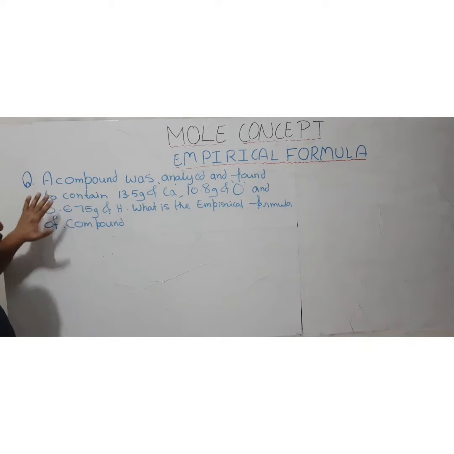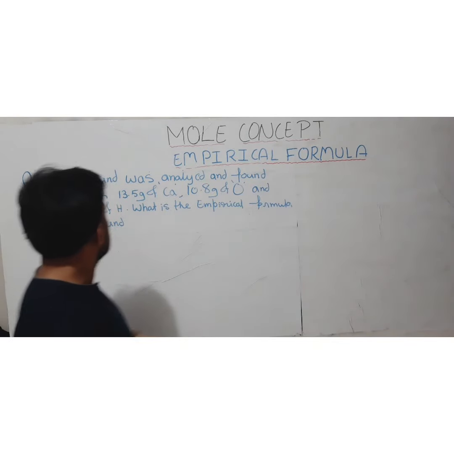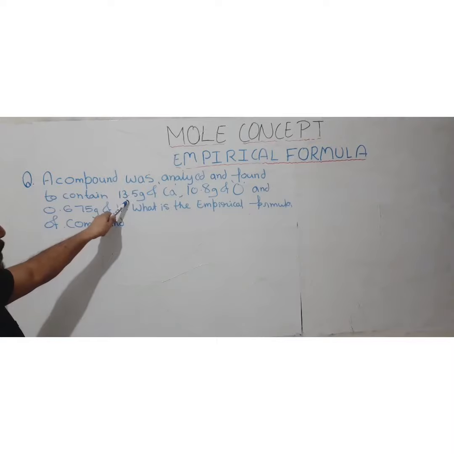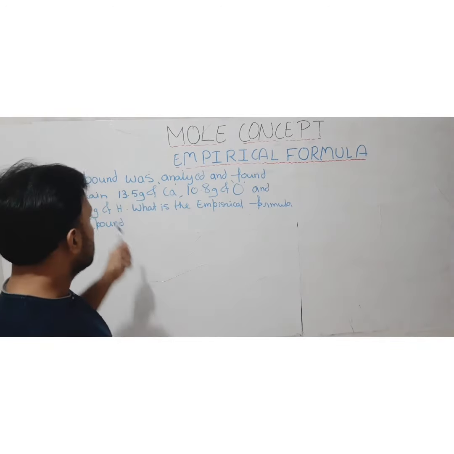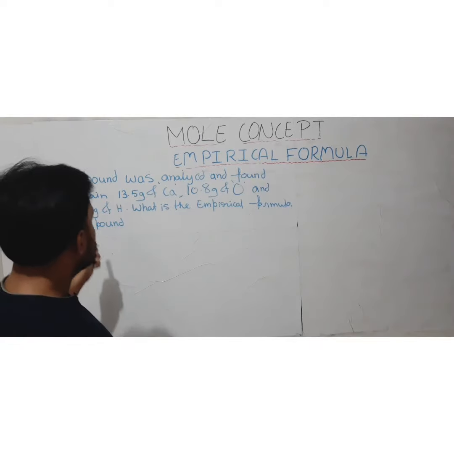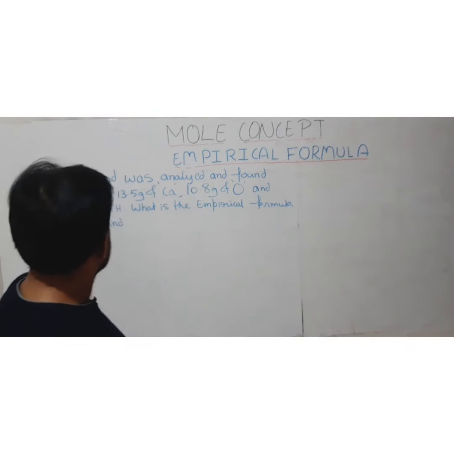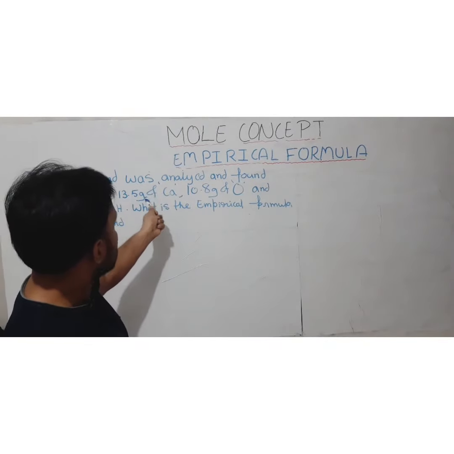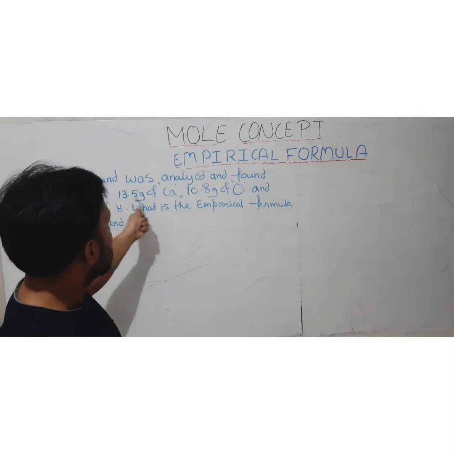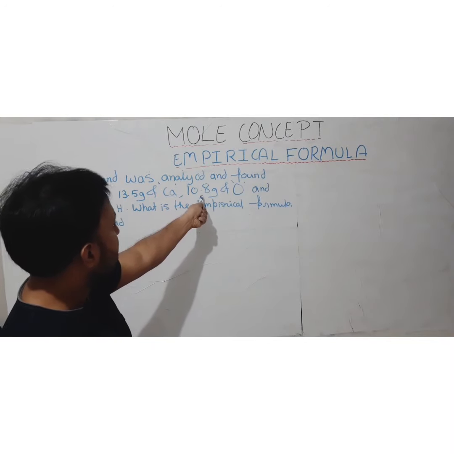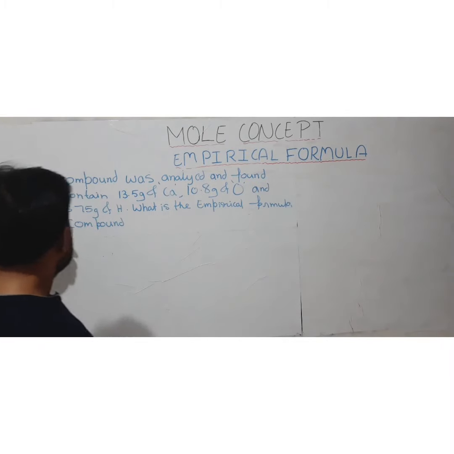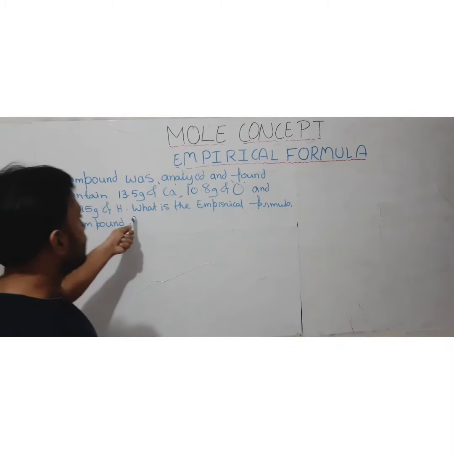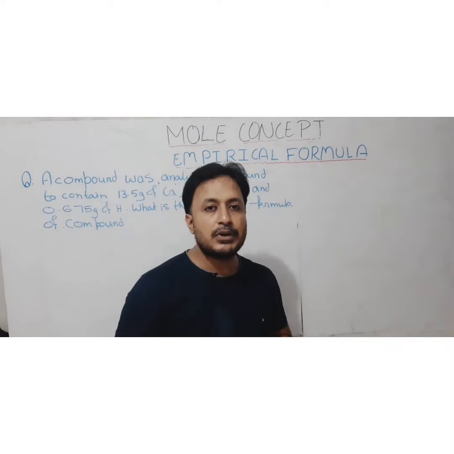A compound was analyzed and found to contain 13.5 gram of calcium. So instead of percentage, here they are going to give you the mass of the substance. So the amount of calcium is 13.5 gram, then 10.8 gram of oxygen, and 0.675 gram of hydrogen. Now they are asking to find the empirical formula.